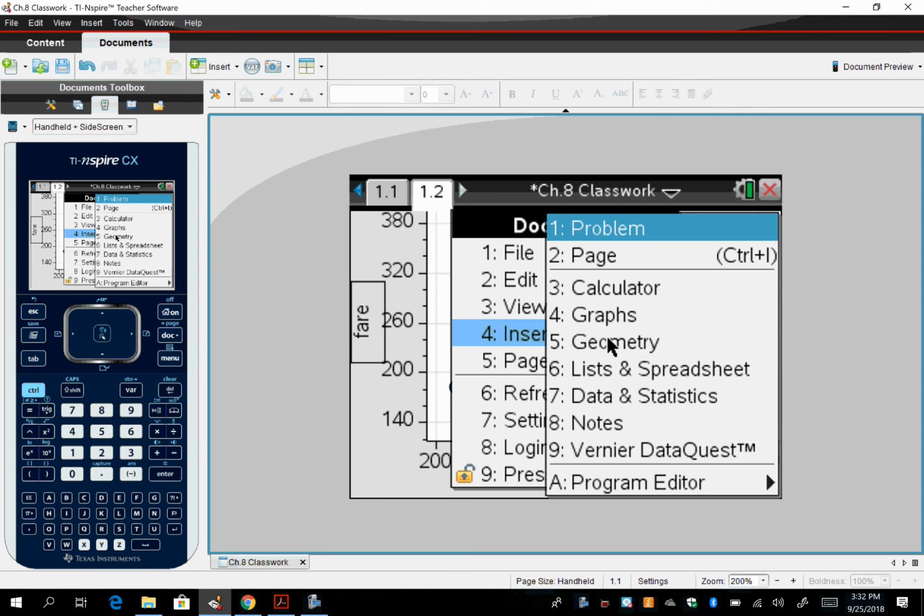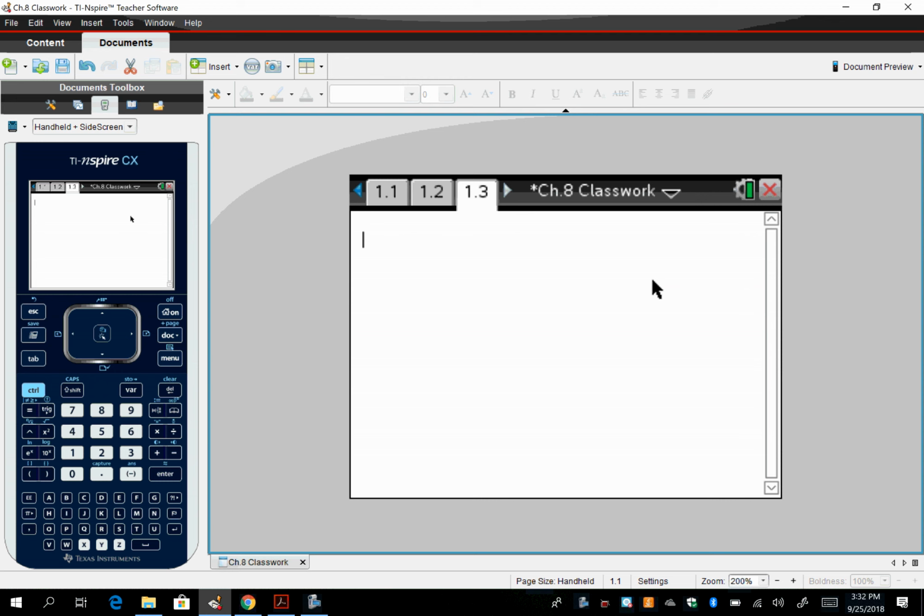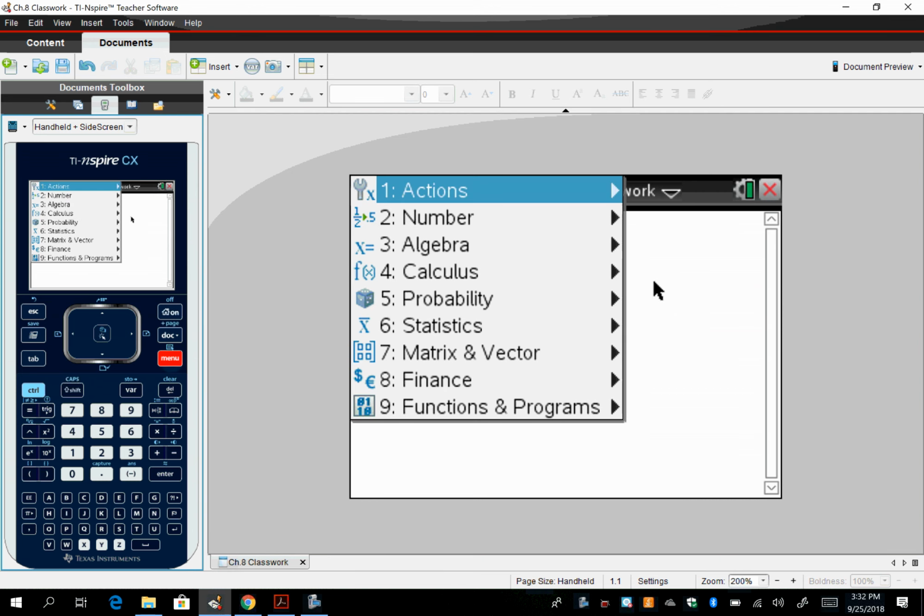Doc, insert, calculator, because you're going to have to do this from scratch, by hand, with this calculator on Thursday. Yes. Doc, insert, calculator. Doc, insert, calculator. Menu. Statistics.